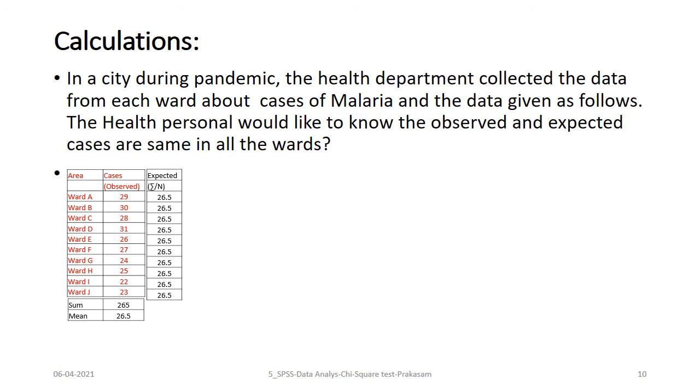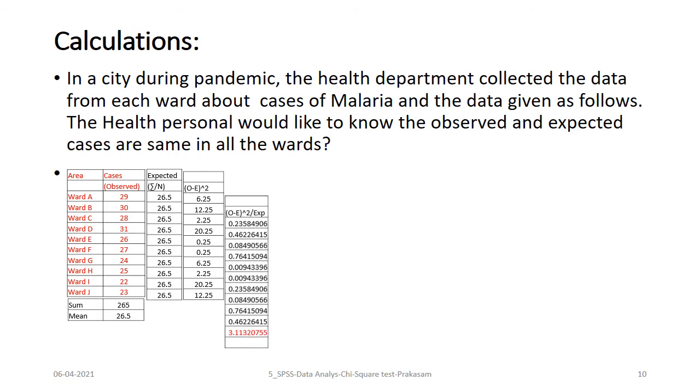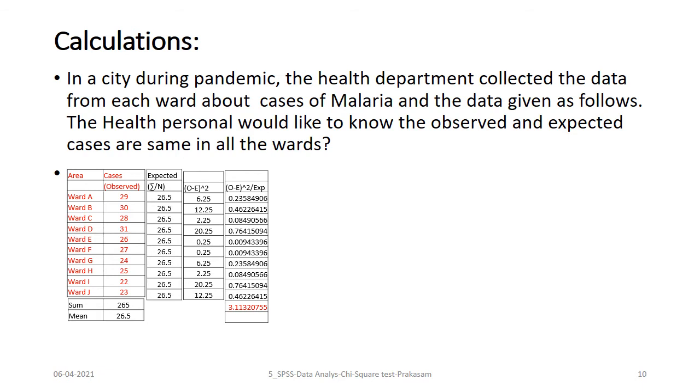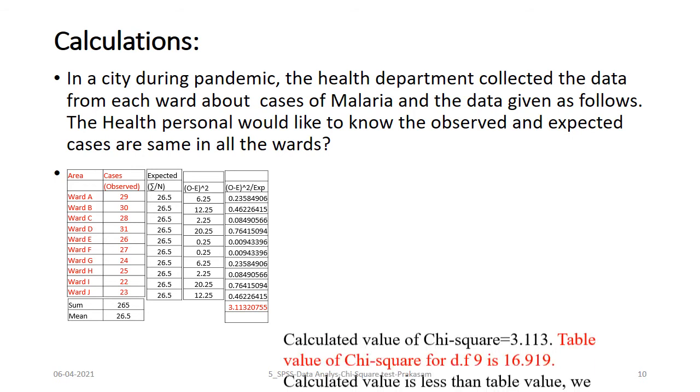If you see other calculations what we have done earlier, the expected values are calculated on the basis of the cell frequency. But here we are assuming the summation and the mean value. From this we will calculate the expected value. From the expected value we will apply the formula: observed minus expected, whole square, divided by the expected value, and their summation. That summation is given here: 3.11320775. That is the chi-square value.